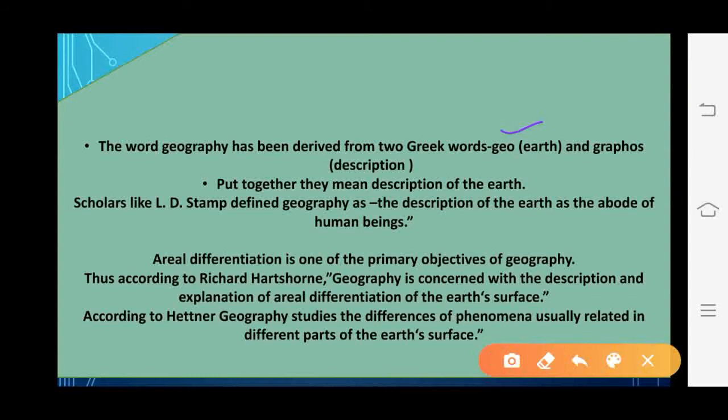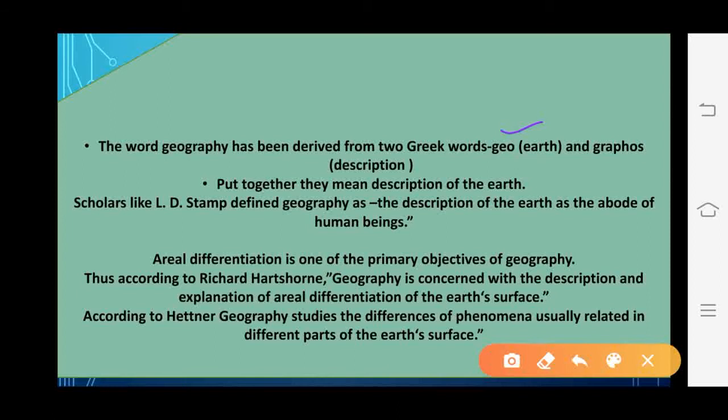So when we put these two together, that is earth and description, what does it mean? It means geography means description of the earth. Now there were various scholars and geographers who have defined geography, which is very important to understand for you all. One scholar, L.D. Stamp, has defined geography as the description of the earth as the abode of human beings. Understood? Geography is the study of the description of the earth as the abode, means place, of human beings.